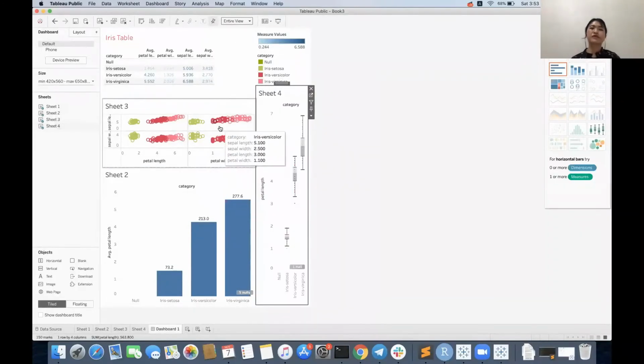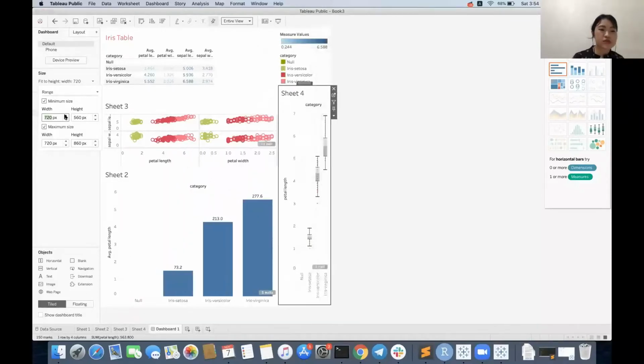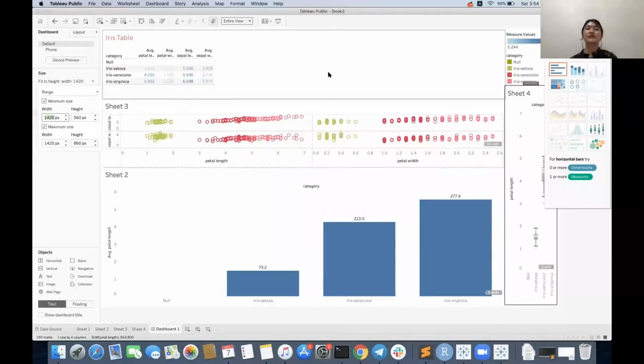Yeah, and do you think the dashboard is too small? If you want to make it bigger, you can just clear the size and then change the size of the dashboard. Yeah, that is the way to build a dashboard.